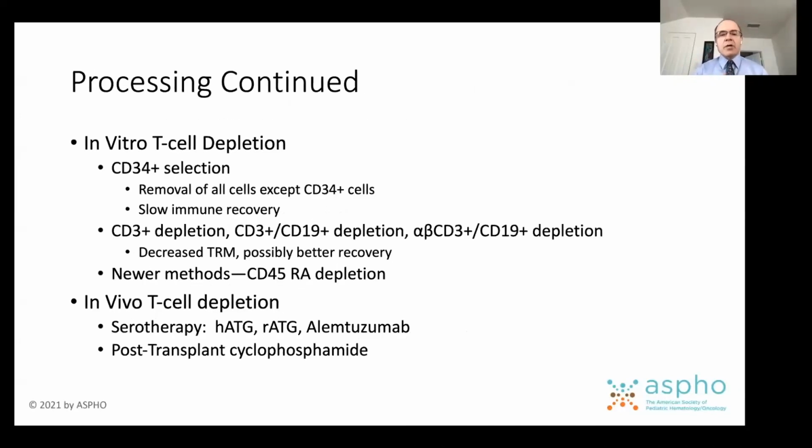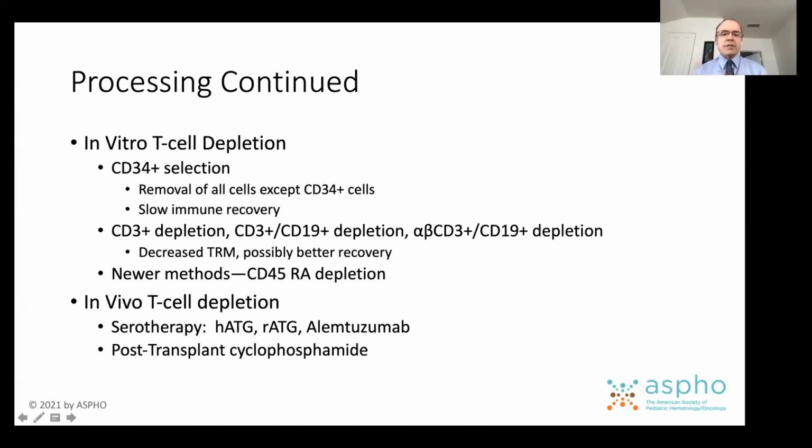Now, let's talk a little bit more about processing. What other processing steps are needed for bone marrow? Sometimes T cell depletion is needed in order to decrease graft versus host disease risk. Now, there are a couple of major types. There's in vitro T cell depletion.